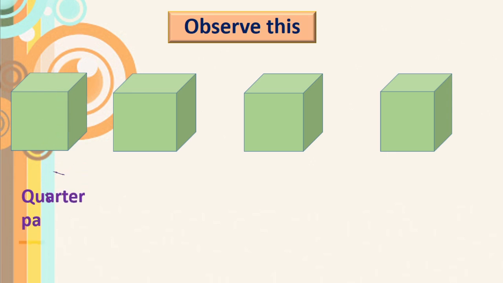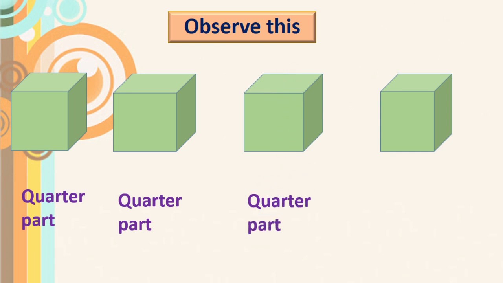See, this is called a quarter part. Remember the word: when we cut one whole into 4 equal parts, then each part is called a quarter part. See, this is a quarter part, this is also a quarter part, this is also a quarter part, because they are same to same. Yes, now you know the word, that is quarter. Okay, when the whole is divided into 4 equal parts, then each part is called a quarter part.